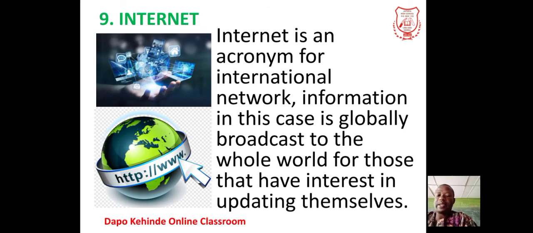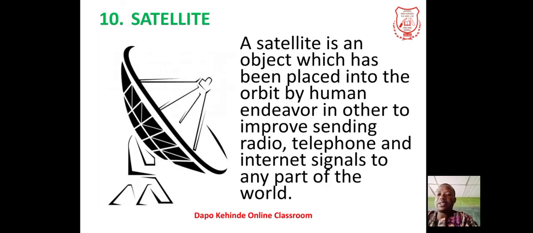Then we have the internet as another modern method of transmitting information. Internet is an acronym for International Network. Information in this case is globally broadcast to the whole world for those that have interest in updating themselves. Then we have the satellite. A satellite is an object which has been placed into the orbit by human endeavor in order to improve sending radio, telephone, and internet signals to any part of the world.